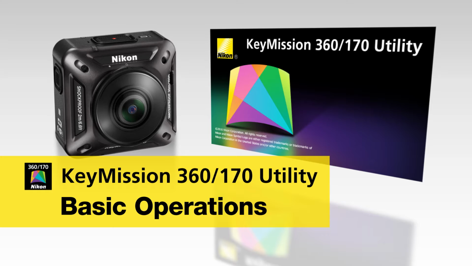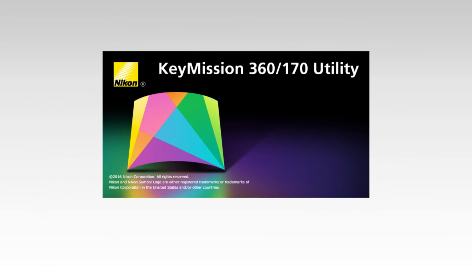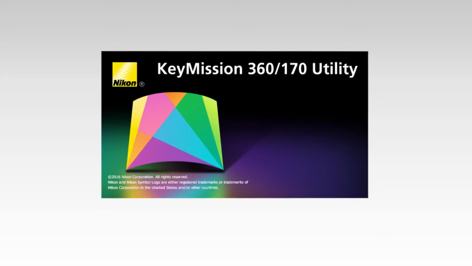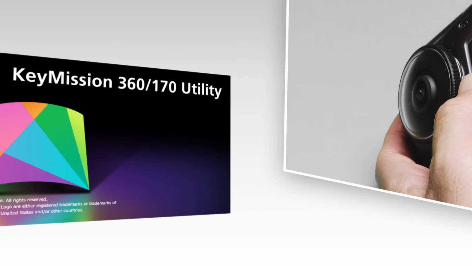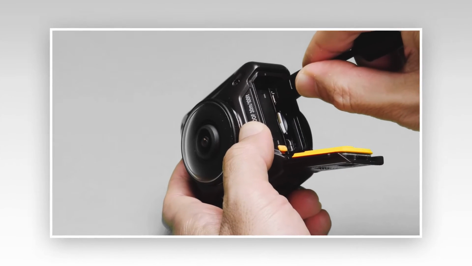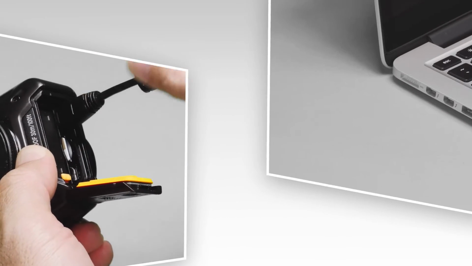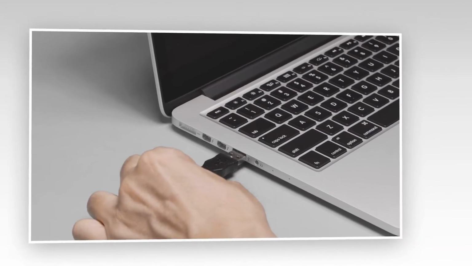This video explains the basic operations of KeyMission 360/170 utility. KeyMission 360/170 utility is free software which enables you to transfer photos and movies captured by KeyMission 360 or KeyMission 170 to your computer for viewing and editing.